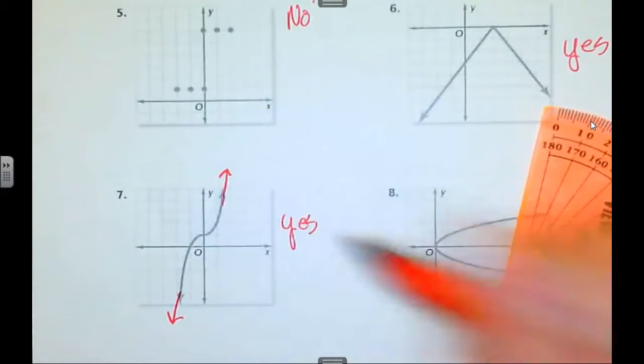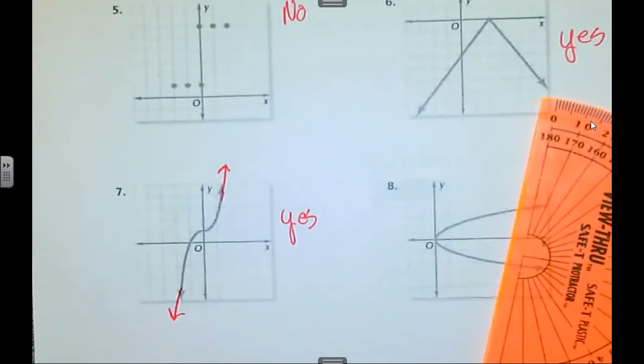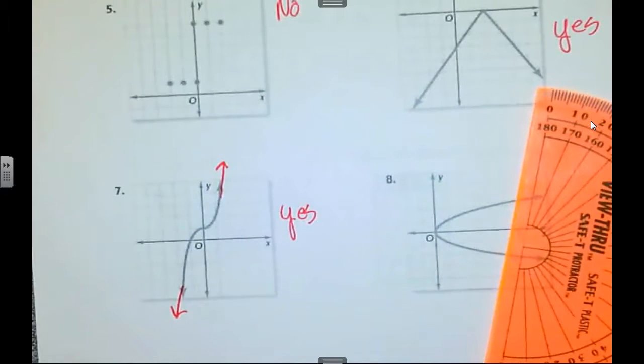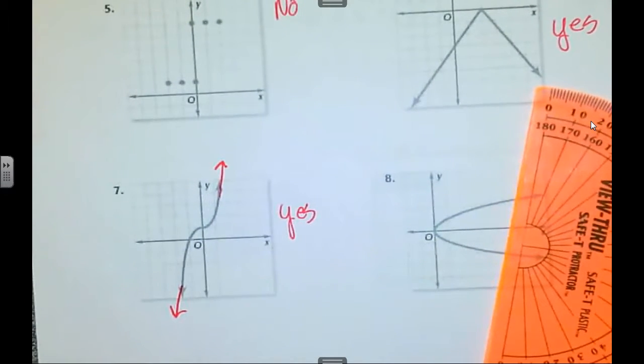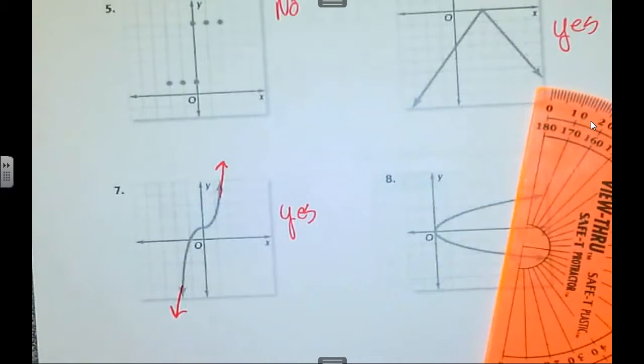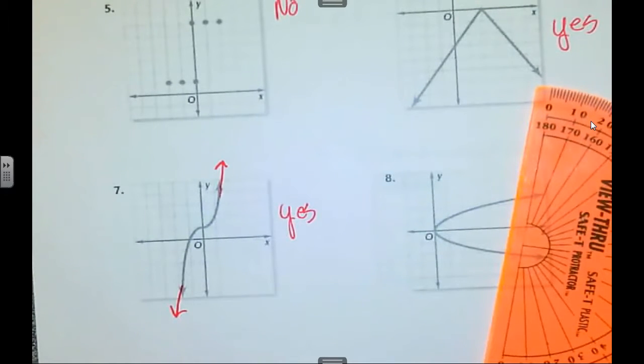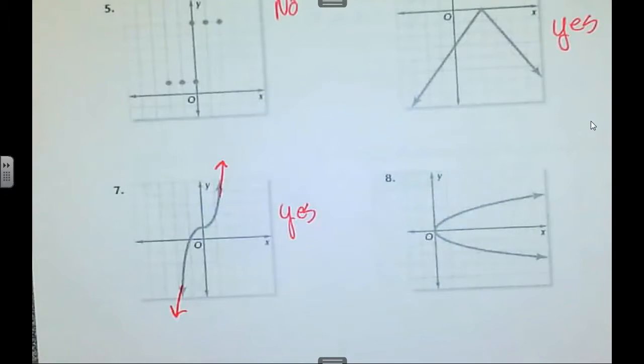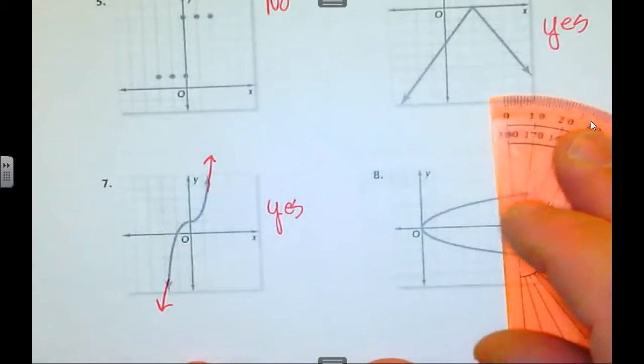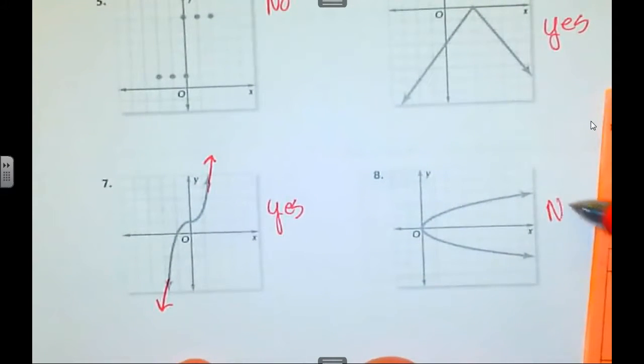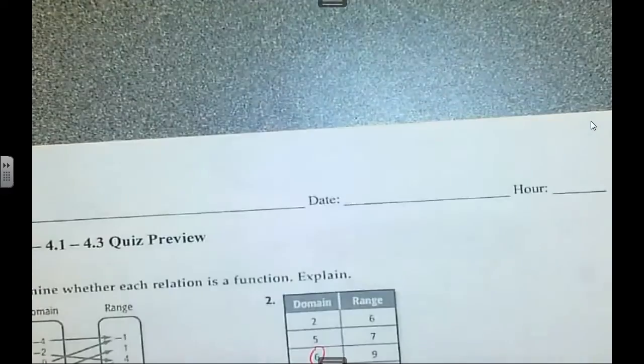That means easy points on a quiz. What about number 8? No. It's real easy to see that that is not going to be a function.